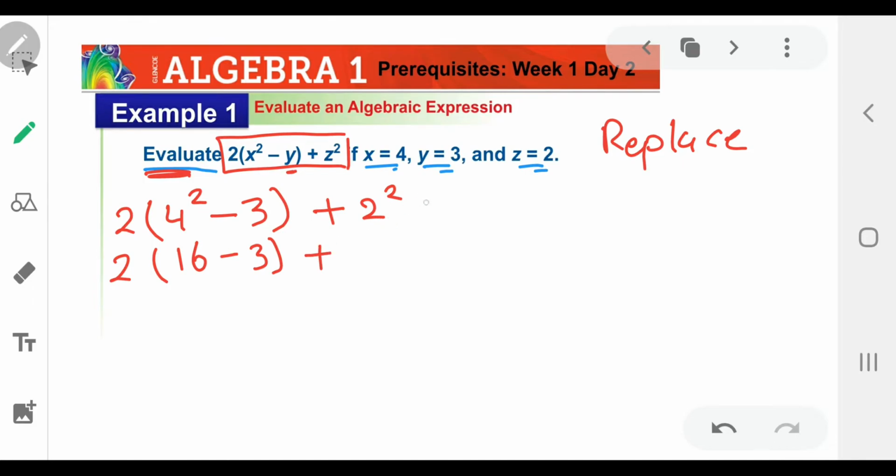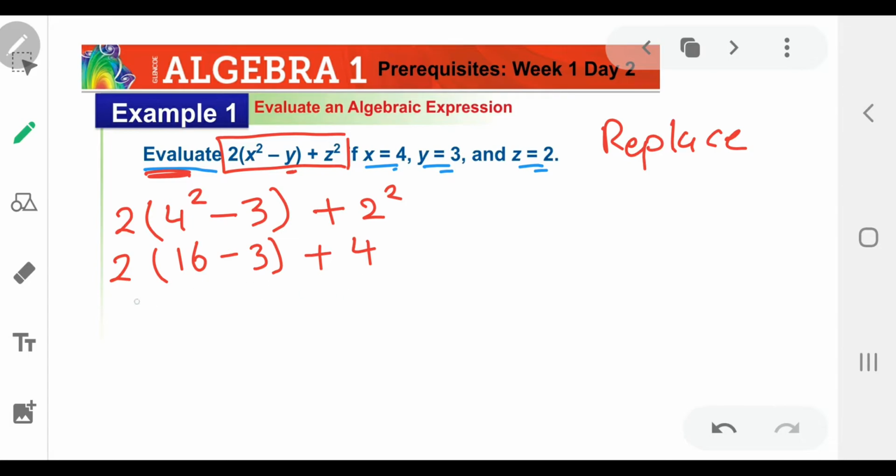And I still have outside here another exponent, 2 squared, which can be simplified into 4. 2 squared means 2 to the power 2. It means multiplying 2 by itself. 2 squared means 2 times 2, which is 4. And here 4 squared was also 4 times 4, which is 16.